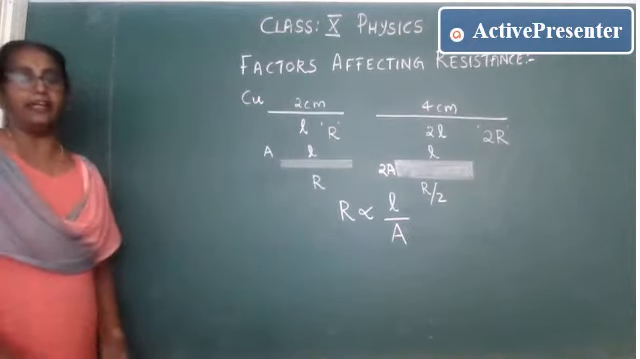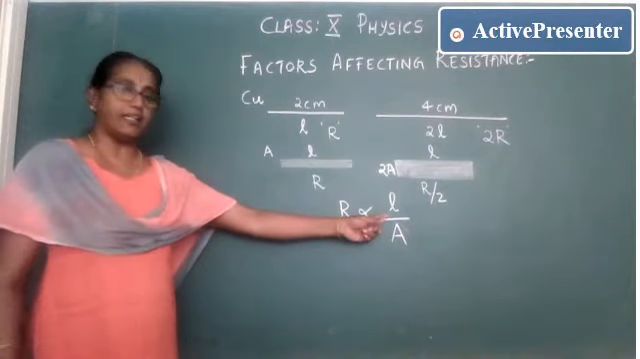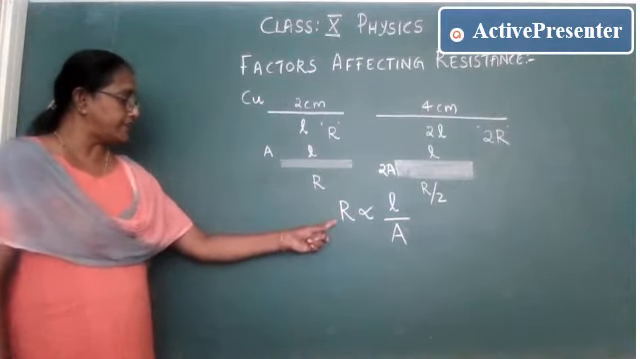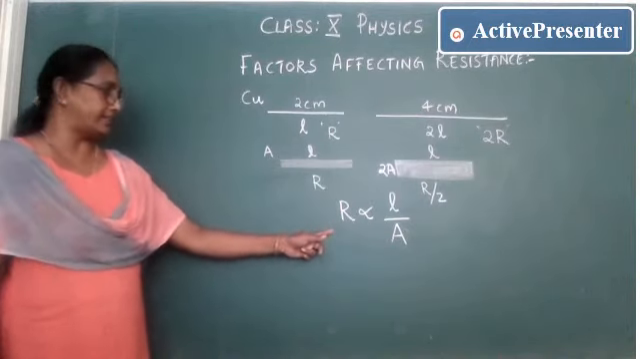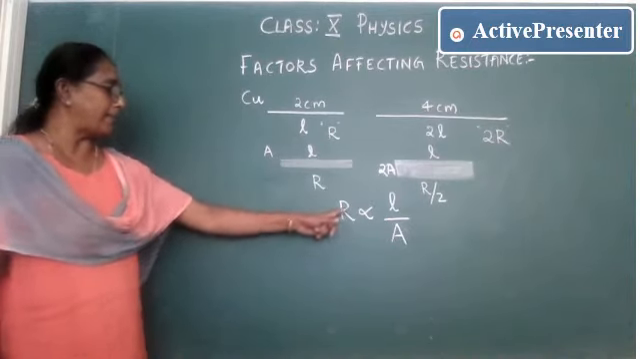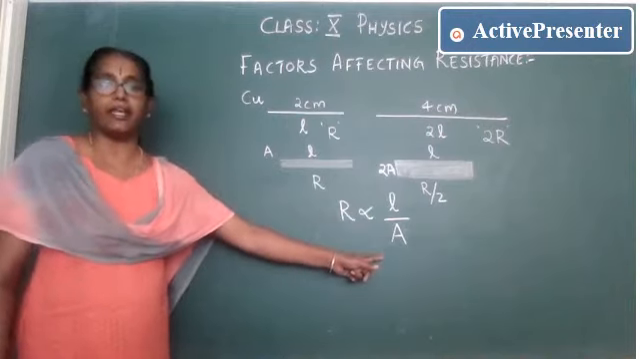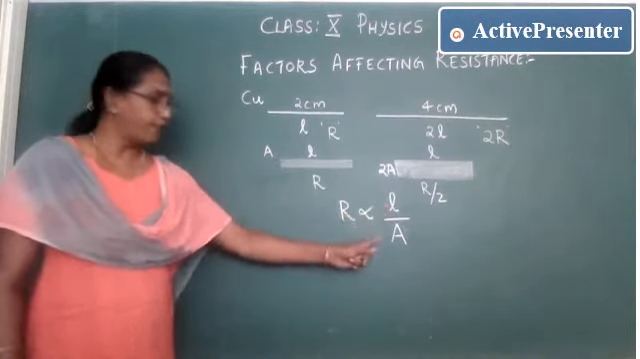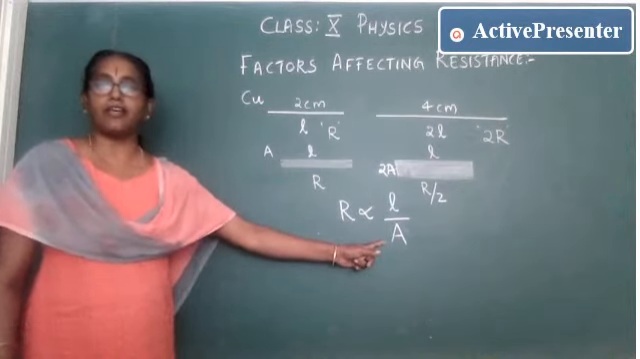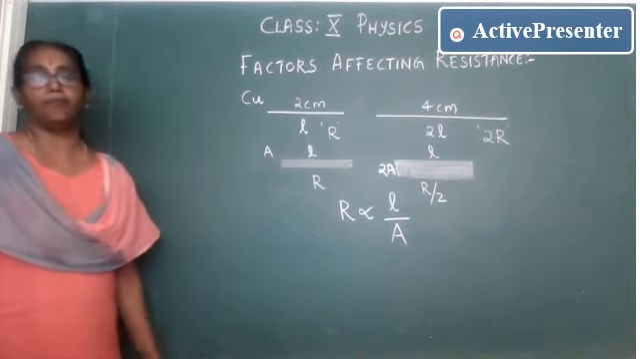So what is the meaning? As length increases, resistance increases. As area of cross section increases, resistance decreases. So R is proportional to L by A. For L, it is a direct proportionality. For area of cross section, it is an inverse proportionality.